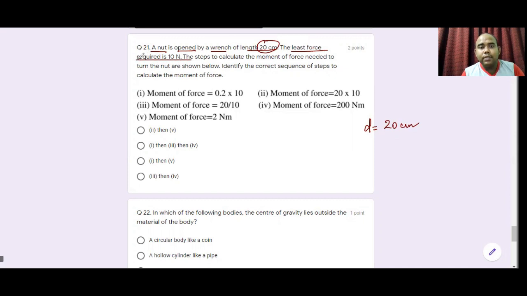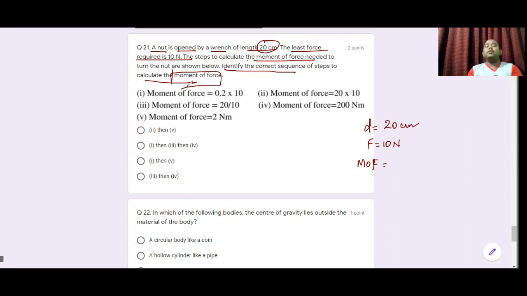The least force required is 10 Newton. So the least force is given, 10 Newton. Write the steps to calculate moment of force. So what I have to calculate? Moment of force. So the steps to calculate moment of force needed to turn the nut are shown below. So there are some steps given. Some of the steps are correct, some of the steps are wrong also. So you have to identify the correct sequence of steps to calculate moment of force.